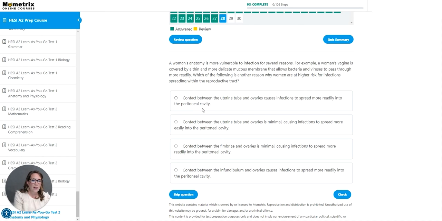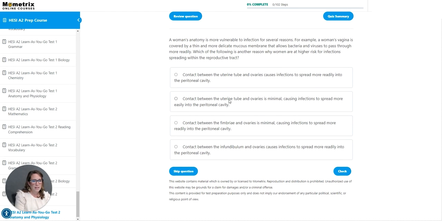First choice. Contact between the uterine tube and ovaries causes infections to spread more readily into the peritoneum cavity. No, there's not really. We have those fimbriae that help to connect the uterine tubes and the ovaries, but nothing really specifically contacts. Contact between the uterine tube and ovaries is minimal, causing infections to spread more easily into the peritoneal cavity. Contact between the fimbriae and the ovaries is minimal. There's our fimbriae again, that's the one that helps move the egg along, causing infections to spread more readily into the peritoneal cavity. That would be correct.